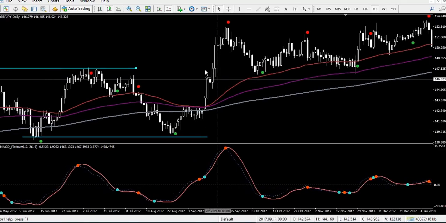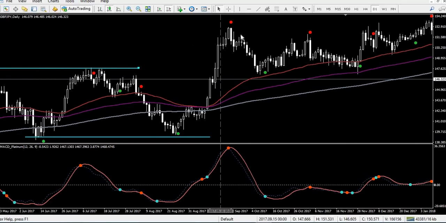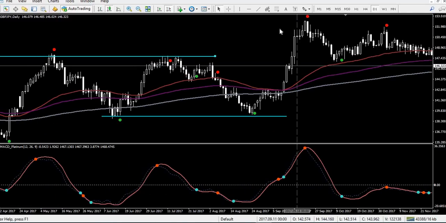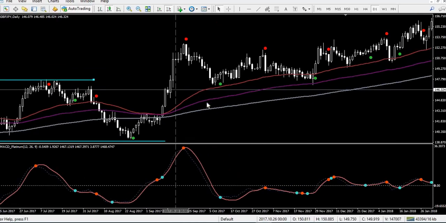Against the trend though. I'm not seeing any divergence. I couldn't take that trade. There's nothing convincing me to take that trade. Just looking back now, no divergence. That's a higher high, higher high. Nothing there, so I'd ignore that.